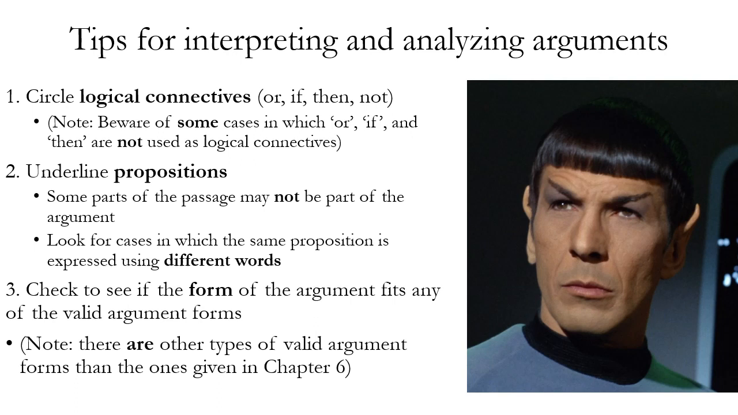And then after you've done circling the logical connectives, underlining the propositions, you can also do a separate step, which is to write it out just in the simplified logical form. And after you've done that, you can check to see if the form of the argument fits any of the valid argument forms that you're learning. And as I mentioned, there are other types of valid argument forms. There's an infinite number, logically speaking, but there's a larger number too that are commonly named and discussed. Nevertheless, the ones that we're covering are some of the most common ones.